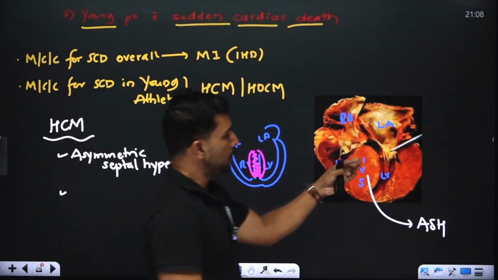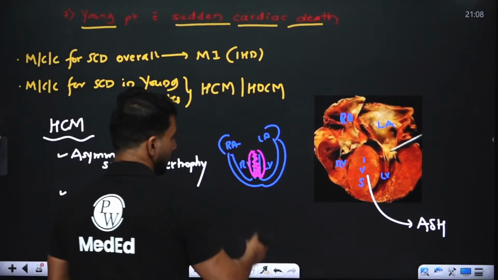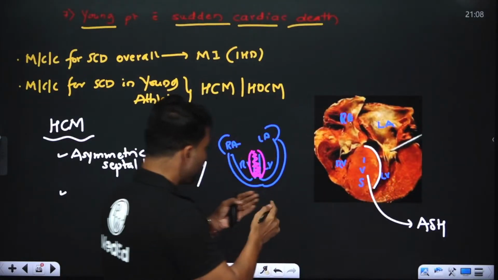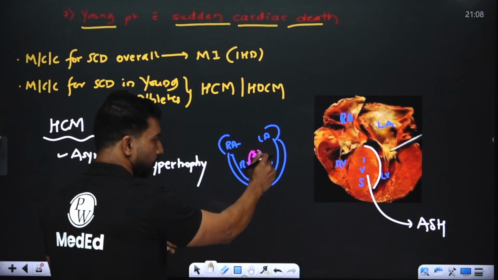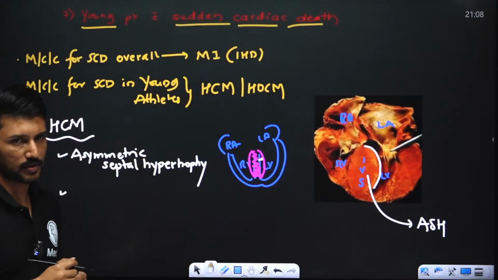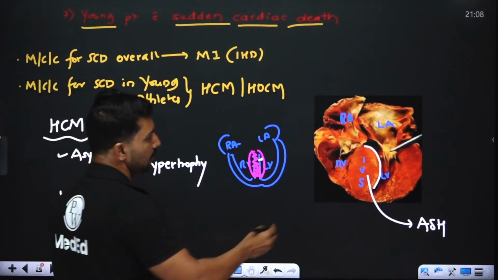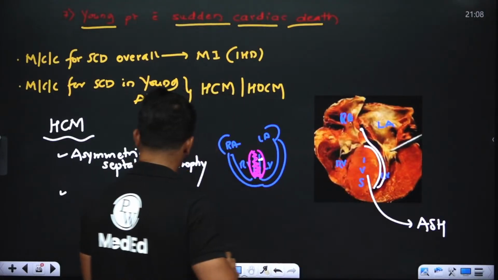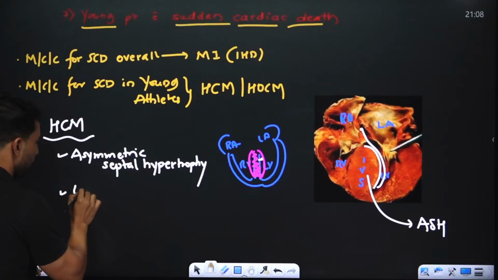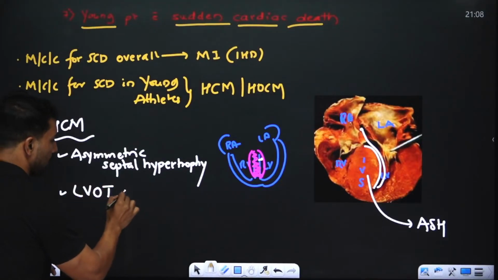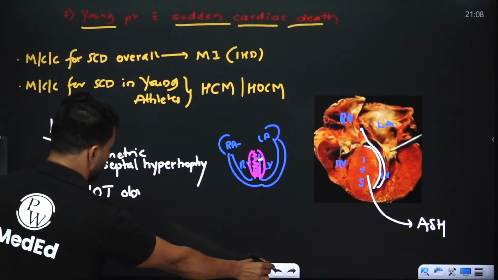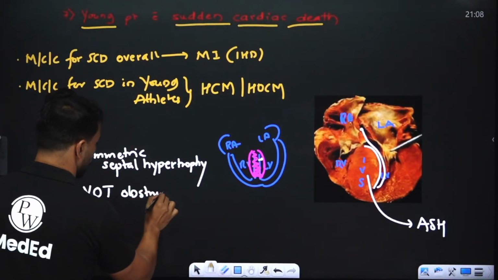Okay. Second, because of this asymmetric septal hypertrophy, this interventricular septum is encroaching into the left ventricular cavity space. So that results in obstruction to the flow of blood from the left ventricle to the aorta. So there will be left ventricular outflow tract obstruction.